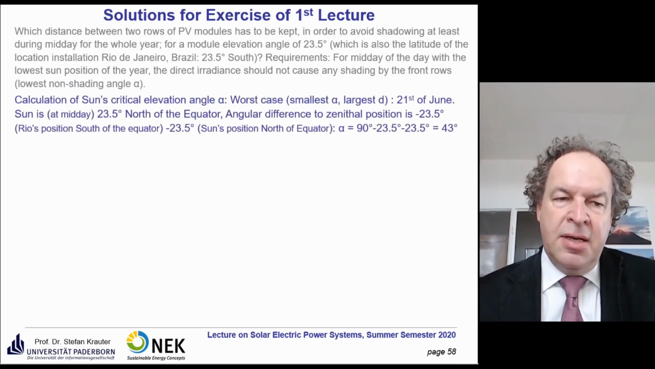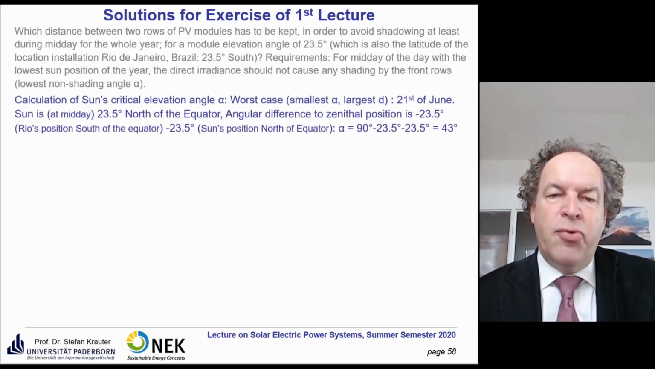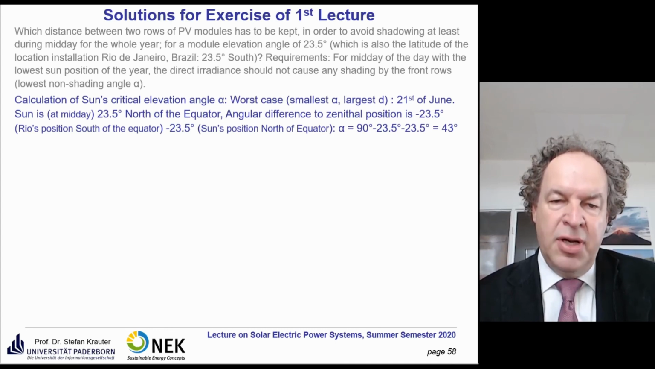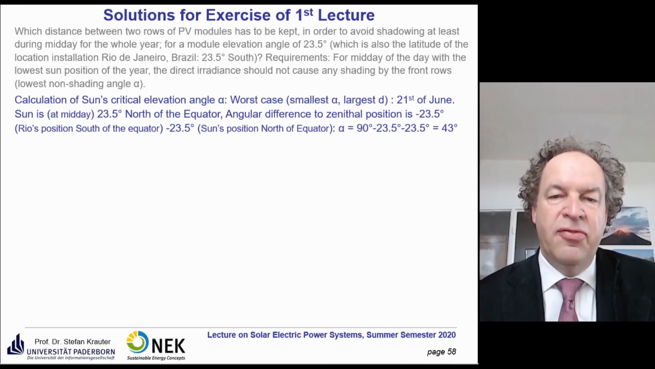This is here. We approach it like this. So we calculate the sun's critical elevation angle. This is the worst case. That means we have the lowest elevation angle of the sun, which is equivalent to the lowest or smallest alpha angle. And this means that it is the largest distance between two rows. And for the southern hemisphere, this is the 21st of June.